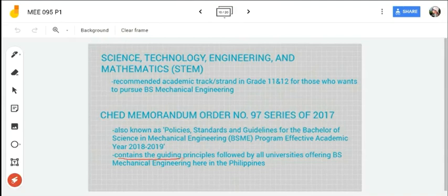So ano nga ba itong laman ng CHED Memorandum Order number 97 series of 2017? It contains the guiding principle followed by all universities offering BS Mechanical Engineering here in the Philippines. So meaning, karamihan or all of the BS Mechanical Engineering programs are based on these guidelines, this guiding principle, the CMO number 97 series of 2017.